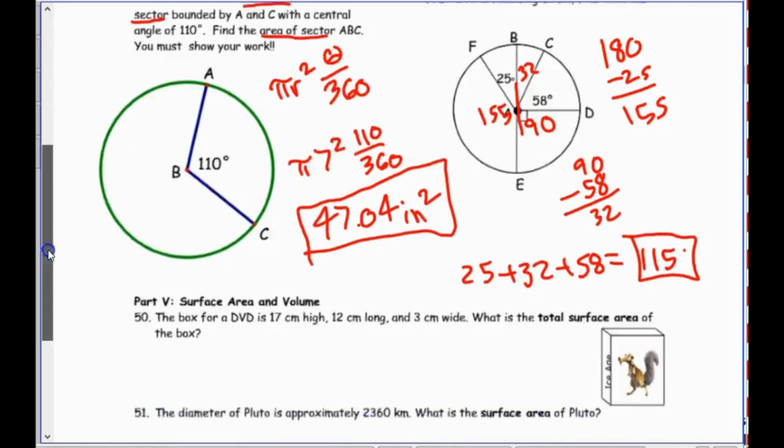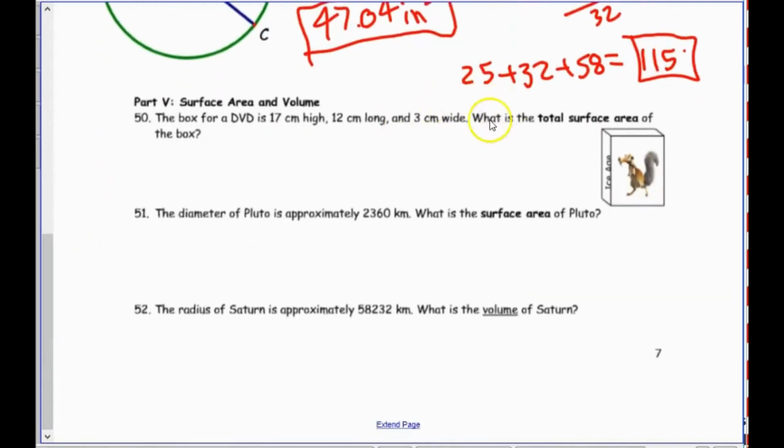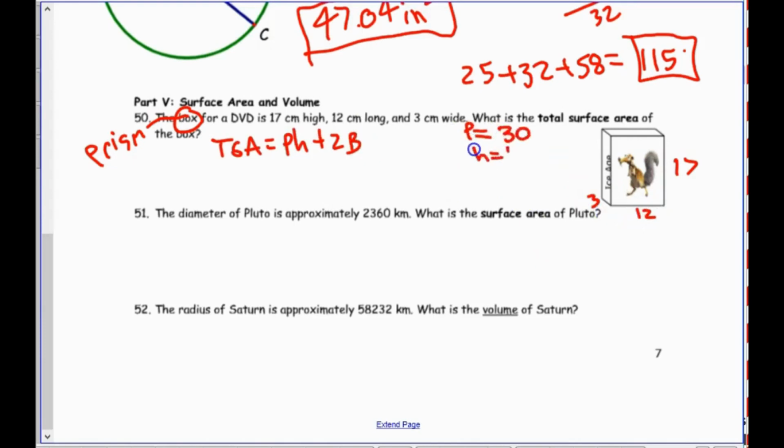Surface area and volume. Classic. So we have a box, which is a prism, right? So it's 17 high, 12 long, 3 wide. What is the total surface area of the box? So TSA from our formula chart is PH plus 2 big B. The perimeter of the bottom is 3 plus 12 plus 3 plus 12, which is 30. The H we already know is 17. And then big B is length times width. 3 times 12 is 36.